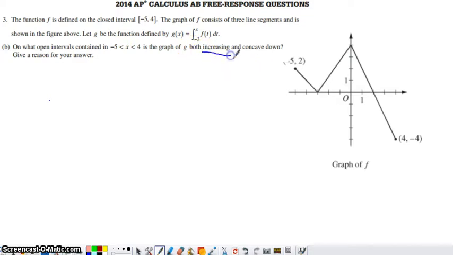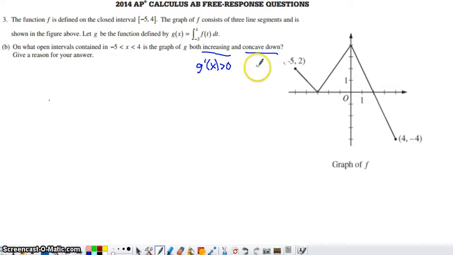So I'm going to see if I can figure out what these two things mean before we go about any work. A function is increasing when its derivative is positive. If g is increasing, that would mean that g prime of x is positive. So we want to know not only where g prime of x is positive, but places where g prime of x is positive where the function also happens to be concave down.